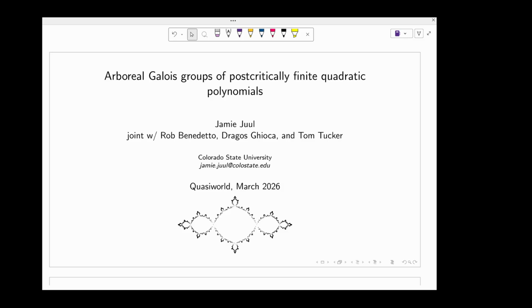So I'm going to be talking, as you said, about arboreal Galois groups of post-critically finite quadratic polynomials, and I will define all of those things as I go through the talk. This is all joint work with Rob Benedetto, Dragos Ghioca, and Tom Tucker, and it actually comes mostly from two papers, but a little bit from three separate papers by the same group of authors, and I'll show you the list of papers at the end of the talk.